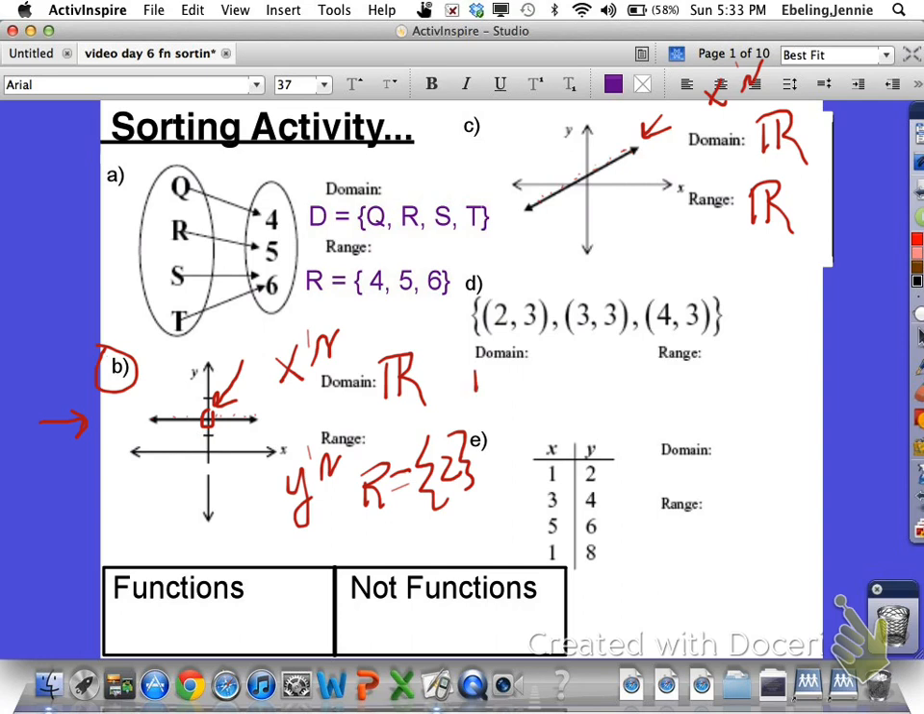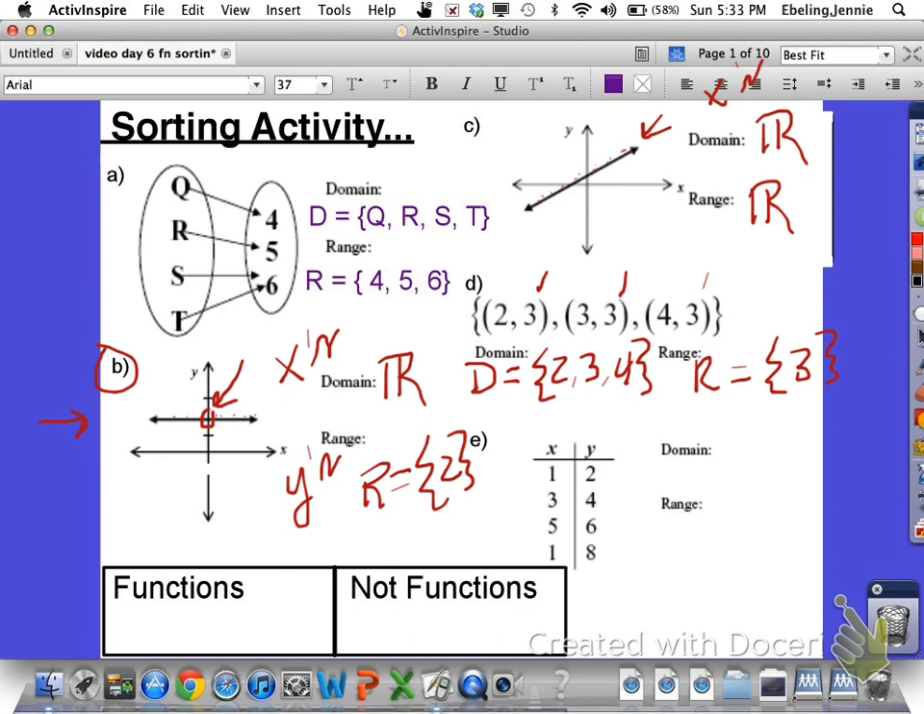My domain would be all of the x values, so I've got 2, 3, 4. My range would be all my y values, but when I look at my range, they are all 3's. So when I write my range, remember we only write that number once.